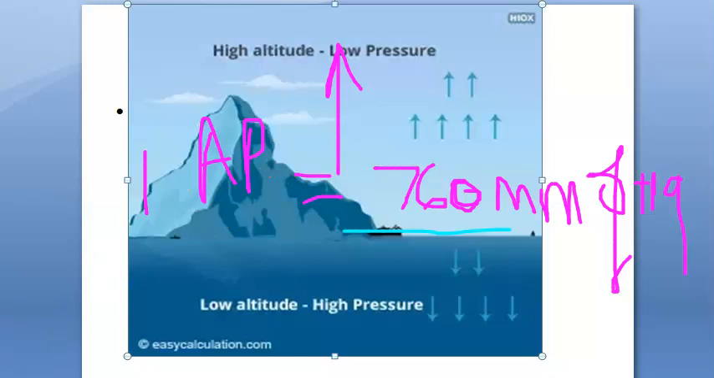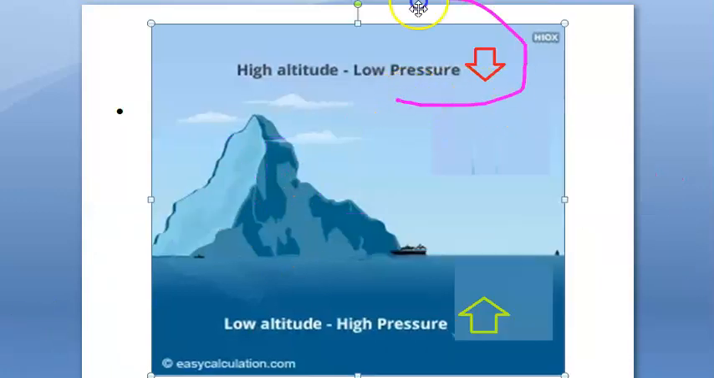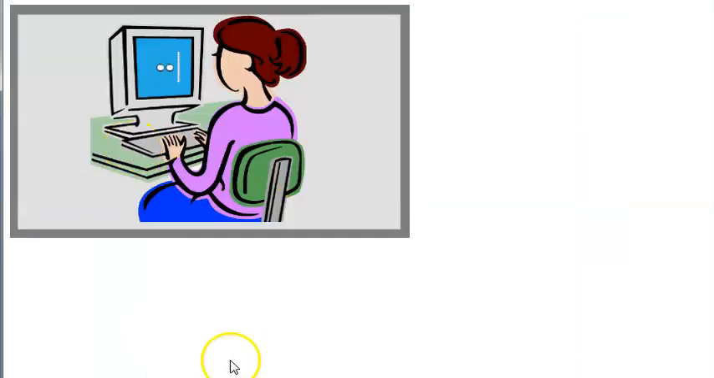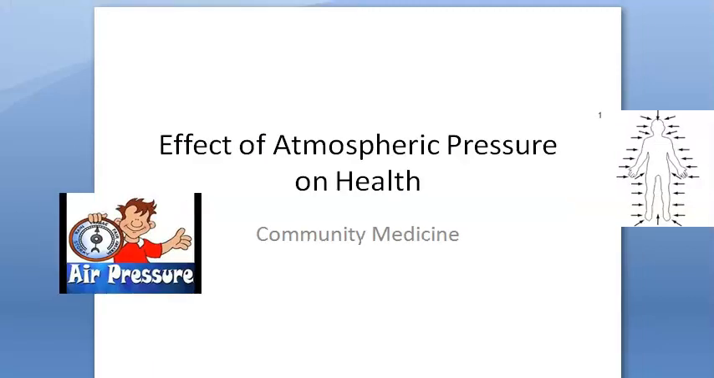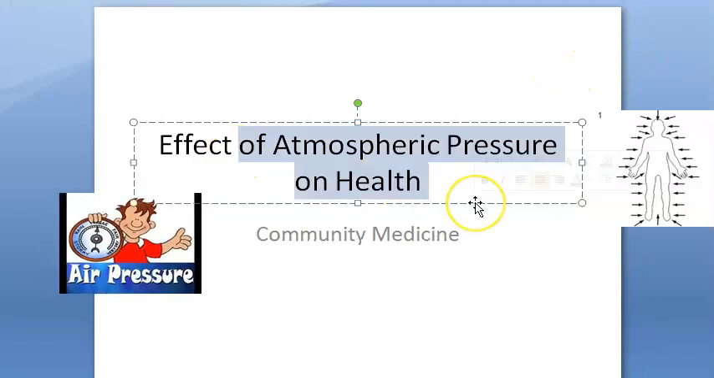Okay, so look at this, guys. Low pressure is where there is high altitude. So the pressure falls as altitude increases, and the pressure rises as altitude decreases. You can see here. This is pretty clear for you, right? So what are the effects of atmospheric pressure on health? Our discussion today, in this video, is the effects of atmospheric pressure on health. That was the topic.